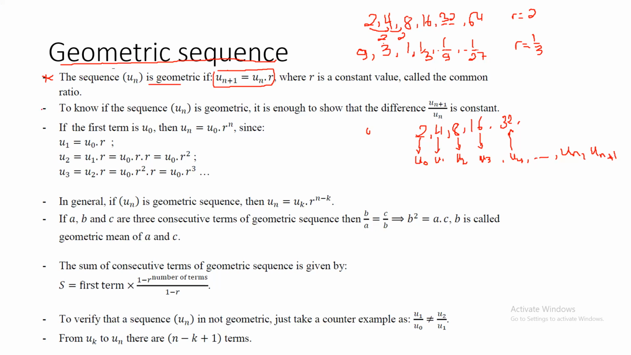Now, to know that UN is a geometric sequence, we have to prove that UN plus 1 over UN is a constant number R.